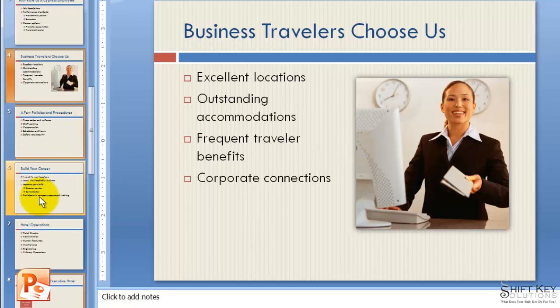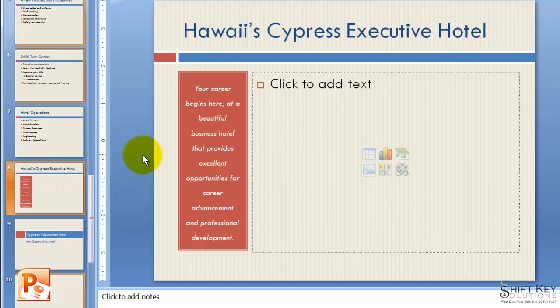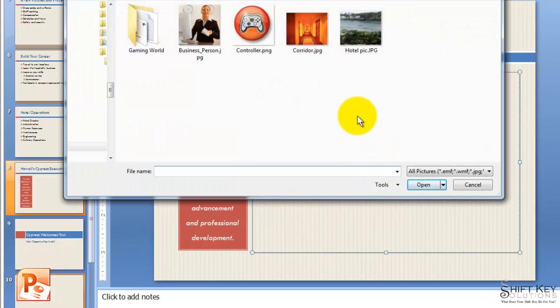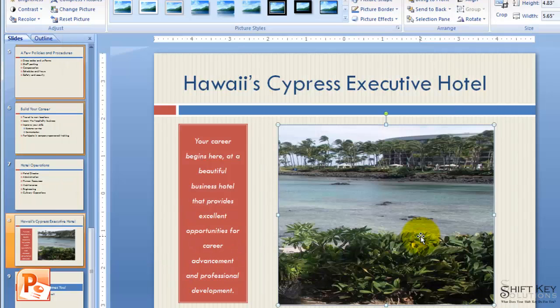So I'm going to scroll down here in my slide pane, scroll down to slide 8, and click inside here. And then I'm going to come to my content placeholder on the right hand side and click Insert Picture. It takes me back to the folder I was last in. From here, I'm going to choose the hotel picture. And then click Insert, and there it is.